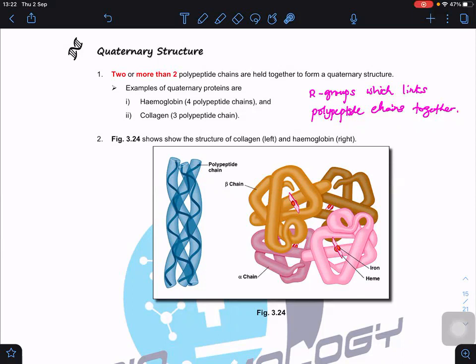Then we come to the quaternary structure. In the quaternary structure, we look at how many polypeptides join together to form a complete protein and how these polypeptides interact with each other through the R group interactions that we learned in the tertiary structure. So with this, I have finished the polypeptides.